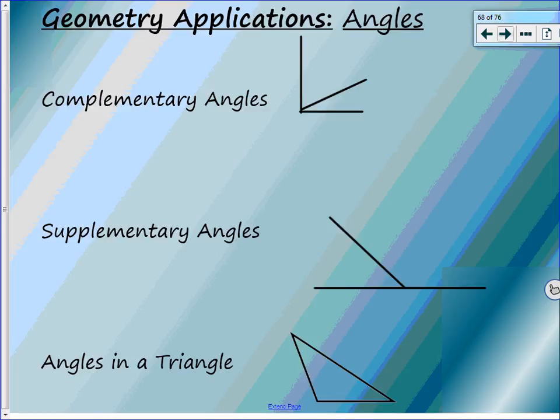So the first thing we need to talk about are some angle measures. One definition is complementary angles. This is spelled differently than compliment, like, oh, you look nice today. So make sure you spell it correctly. Complementary angles are angles that form a right angle. Notice I have two angles that come together to form a right angle. Those are called complementary. So these two angles add up to 90.